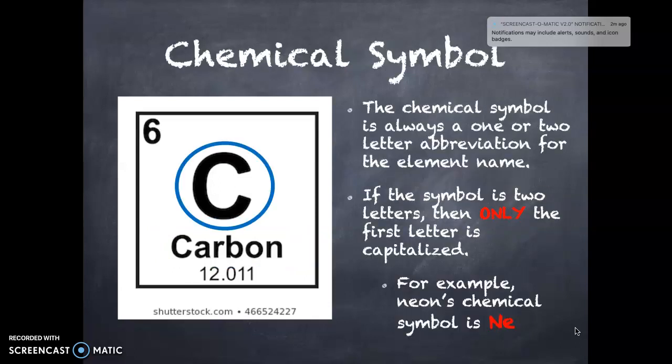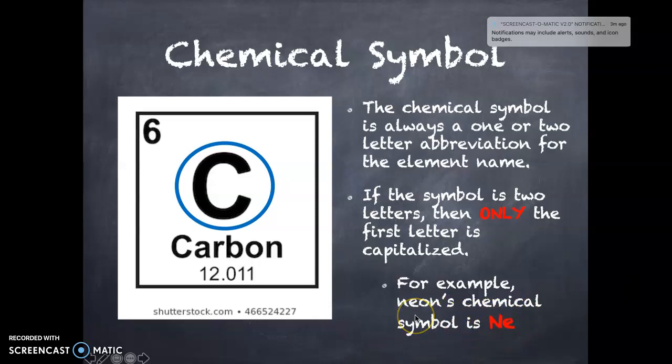The next is the chemical symbol, and your chemical symbol is always going to be a 1 or 2 letter abbreviation for the element name. In this case, the chemical symbol for carbon is just the letter C, so it's a 1-letter abbreviation. If an element has 2 letters, then only the first letter will be capitalized. The second letter will be lowercase. So for example, neon's chemical symbol is Ne, and notice that the N is capitalized, but the e is lowercase.